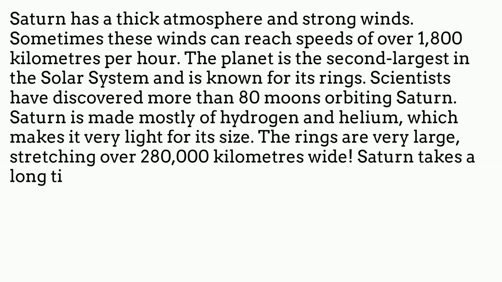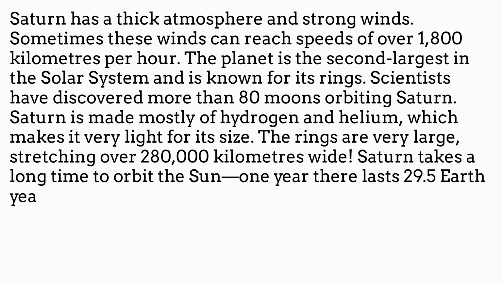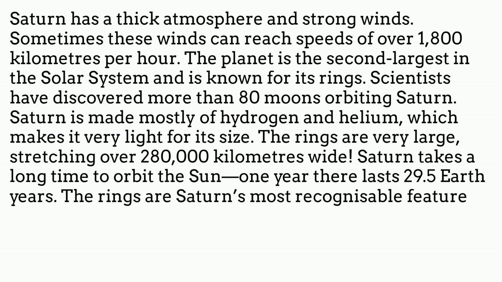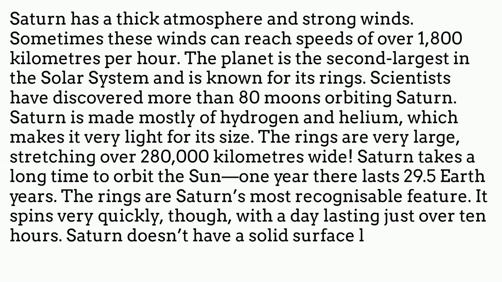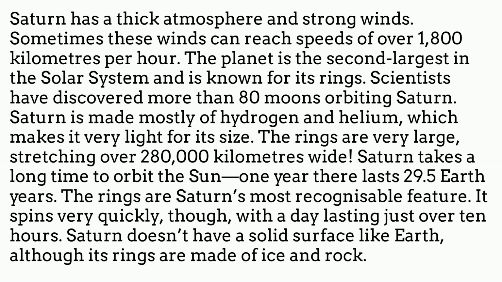Saturn takes a long time to orbit the Sun. 1 year there lasts 29.5 Earth years. The rings are Saturn's most recognizable feature. It spins very quickly though, with a day lasting over 10 hours. Saturn doesn't have a solid surface like Earth, although its rings are made of ice and rock.